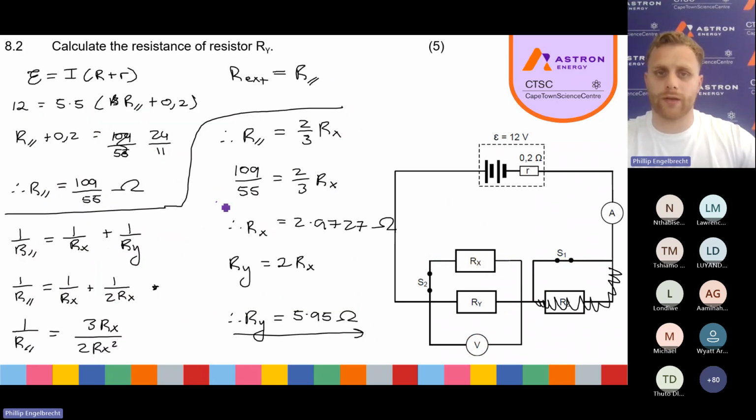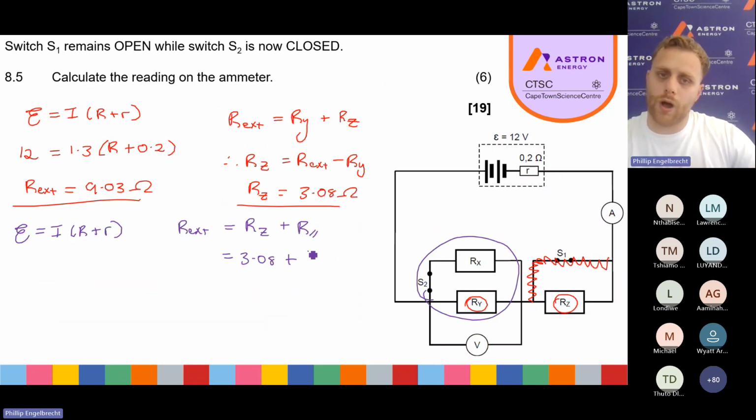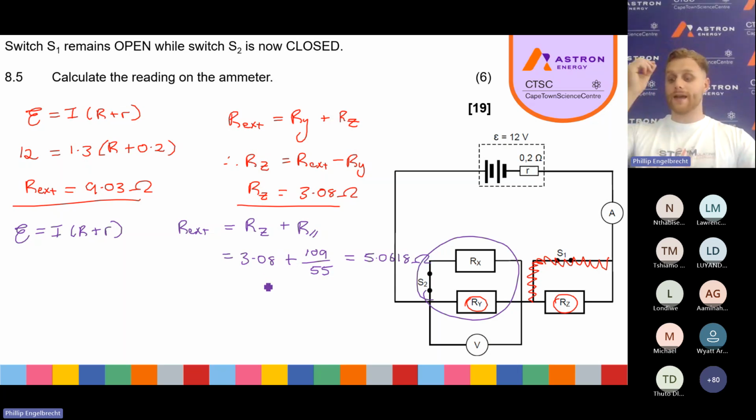We figured it out over here, okay? That it becomes 109 over 55, and therefore, if you type that on your calculator, you get 5.0618 ohms. Okay, so that's my total external resistance. Now I can finally calculate my current.